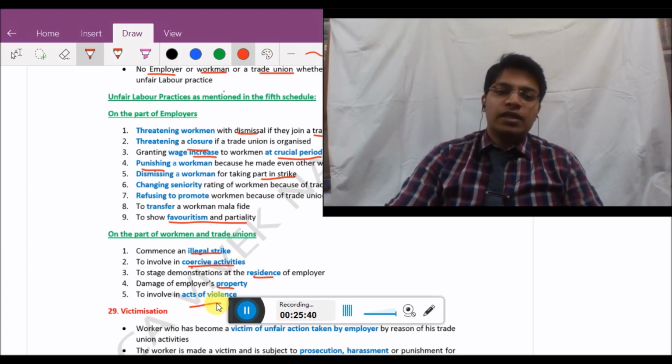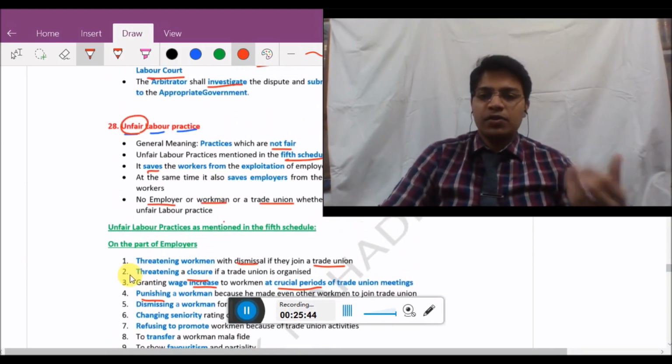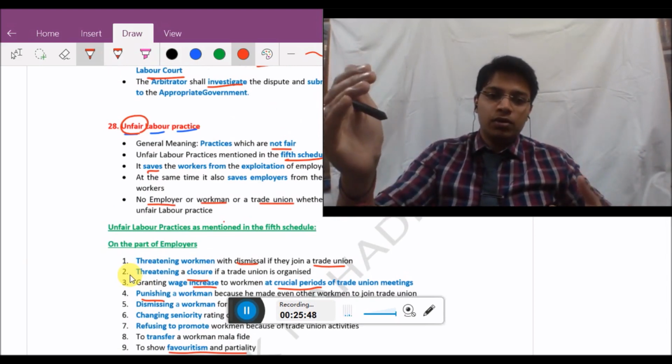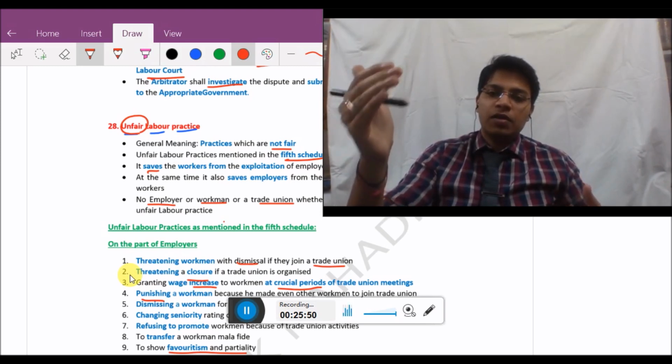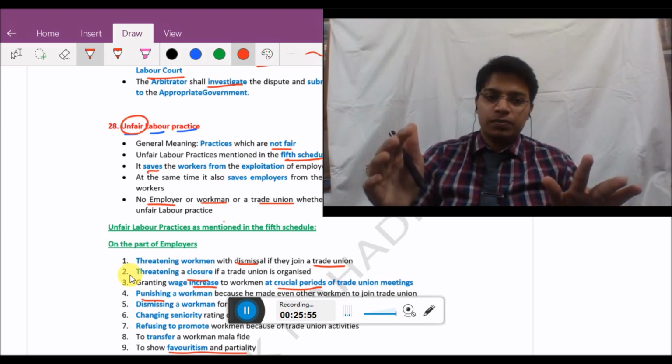So let's do a recap. Unfair labor practices are the practices which are not fair. This list is given in the 5th Schedule. What is the purpose of this list of unfair labor practices? It saves both the parties from exploitation.